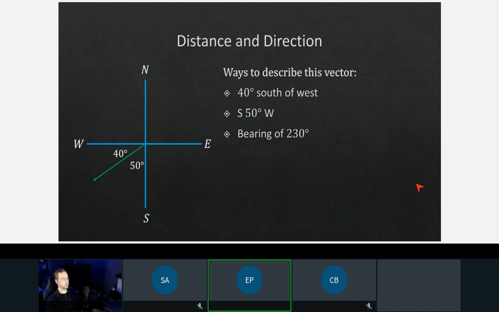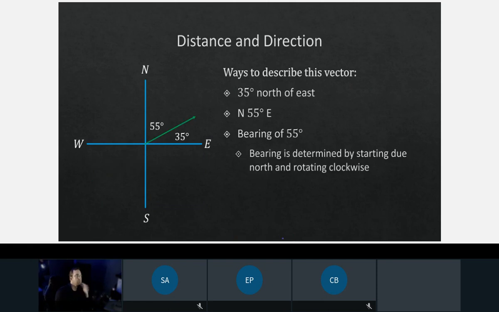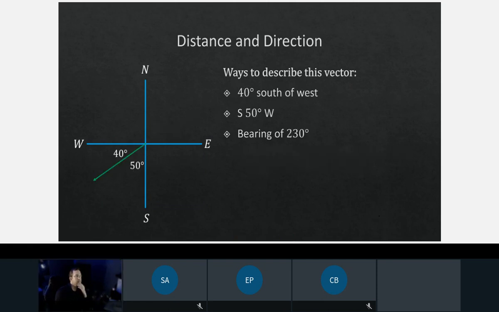Wouldn't it be 50 degrees west of south? Because it's already 40 degrees south of west, so it would make sense if it's 50 degrees south of west too. Hang on, let me go back to the other one. No, so I guess this middle one isn't rewriting this one. It's totally different the way they do it.